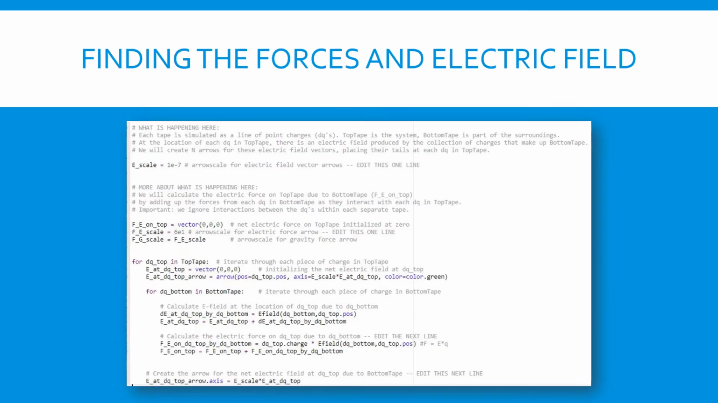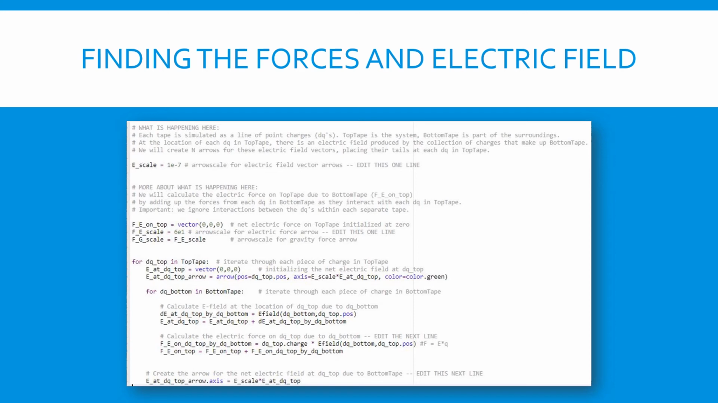The next part does the calculations for the electric force, the electric field, and the gravitational field, essentially making the arrows. Going to the lines that we edited, first we had to find a scaling so we can see. To find the scaling, I mostly guessed and checked, as well as changed the function so that the electric force on the top due to the bottom had the correct value.